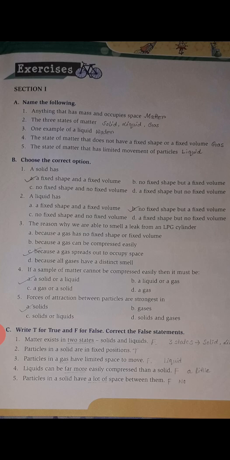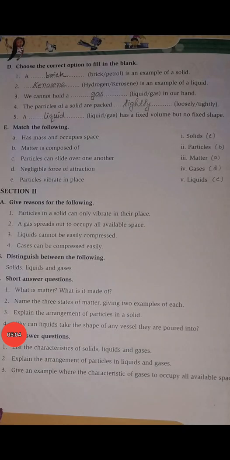And number 5. Particles in a solid have a lot of space between them. This is also a false statement. The correct statement is particles in a solid have no space between them. Next, we have to fill the blanks choosing the correct option. Number 1. A dash is an example of a solid, brick or petrol. Here the answer is brick.